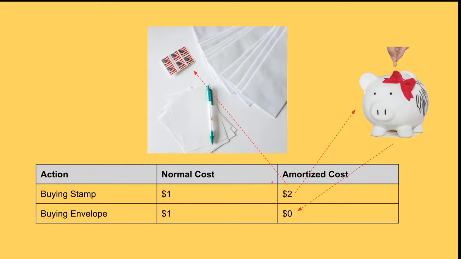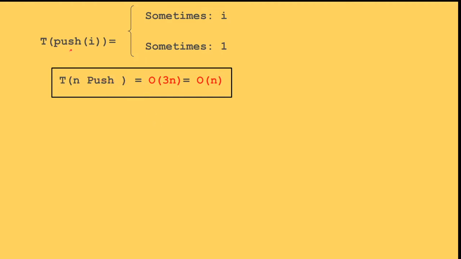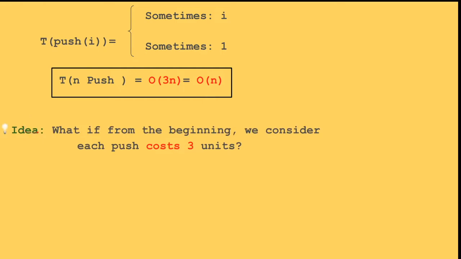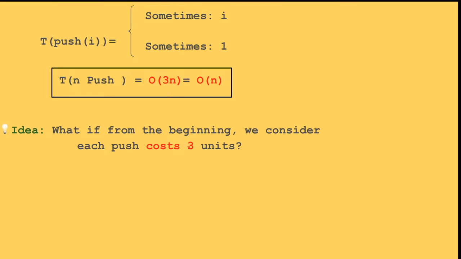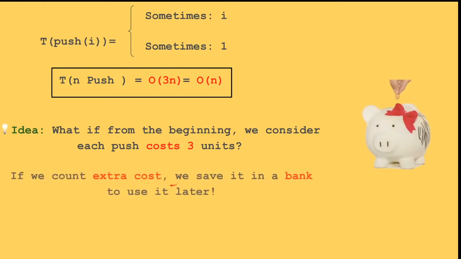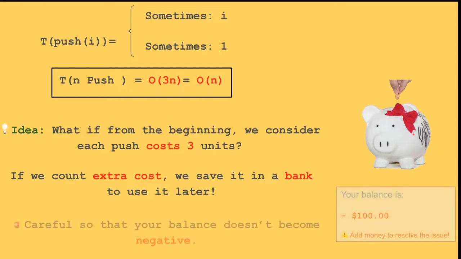Let's see how this applies to array doubling. So going back, my push was sometimes n, sometimes 1. T of n push was O of 3n or O of n. Now I can have this idea. What if from the beginning we consider each push costs 3 units? Instead of paying 1, we pay 3, and then we store the extra cost in the bank to be used later on. And I'll tell you how we use it later on. But there's another condition that we have to be careful about, so that your bank account doesn't become negative. We never want to go to a negative amount.